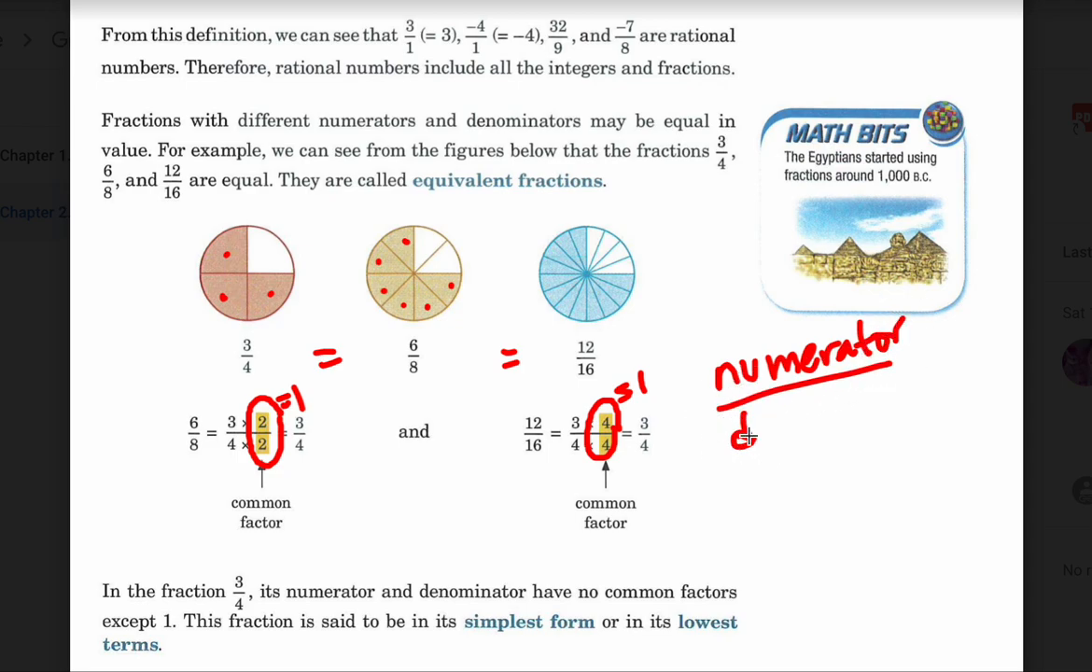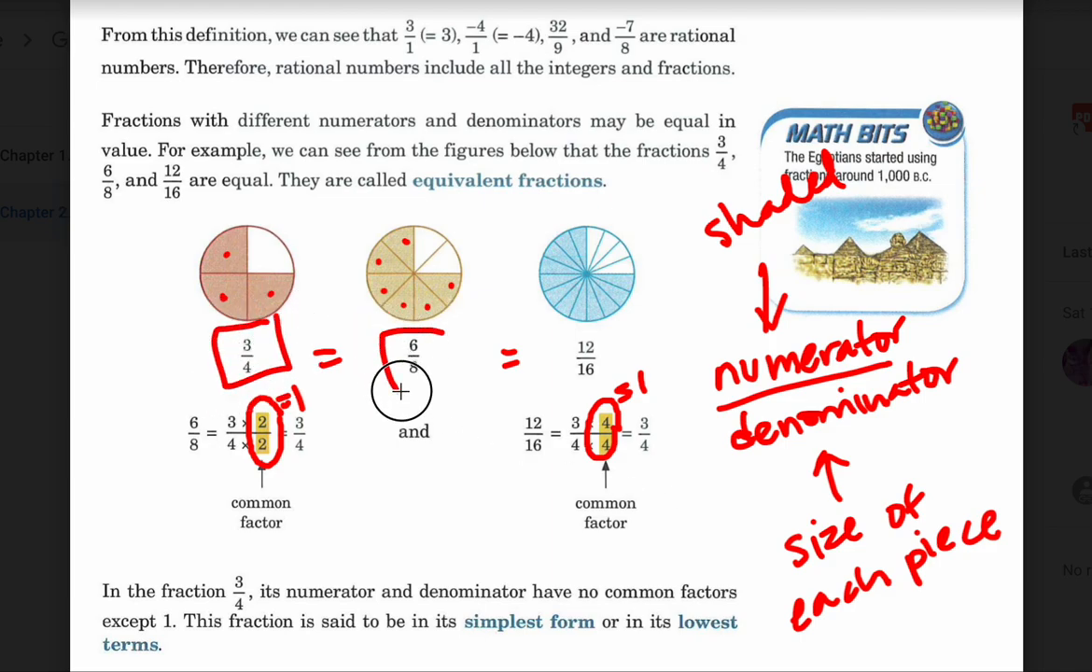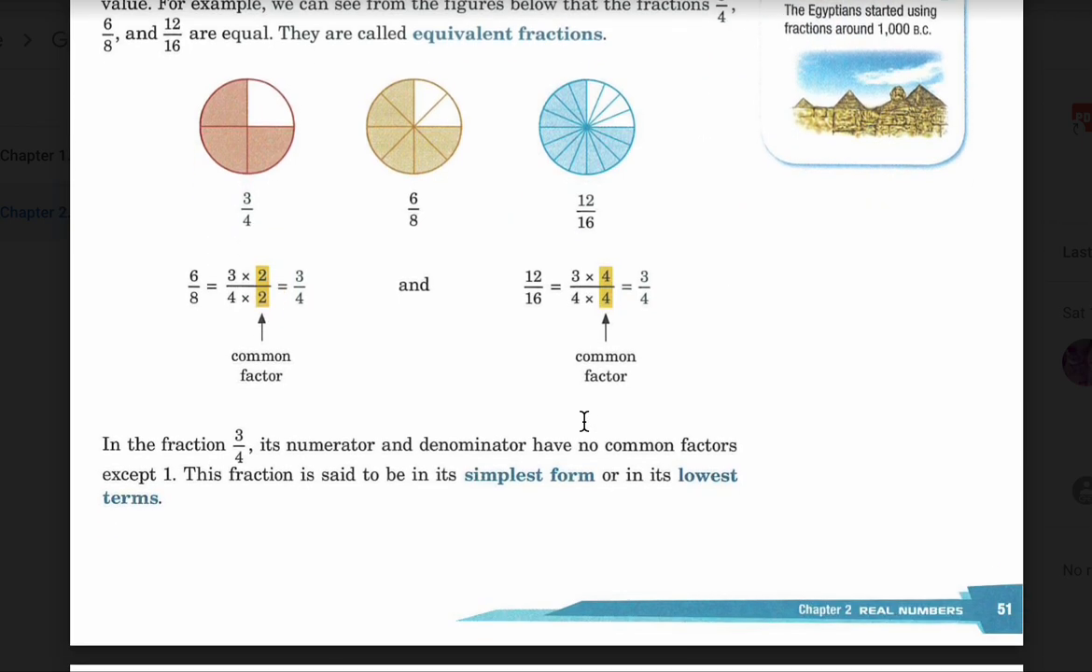over the denominator, if you remember, the numerator tells you how much is shaded, how much we're actually talking about, and the denominator just tells you the size of each piece. Okay, so you can have these equivalent fractions, 3/4, 6/8, and 12/16, talking about the same amount shaded, it's just the sizes of the pieces are different. And again, we multiply the top and bottom by the same number to get to the equivalent expressions, equivalent ratios.